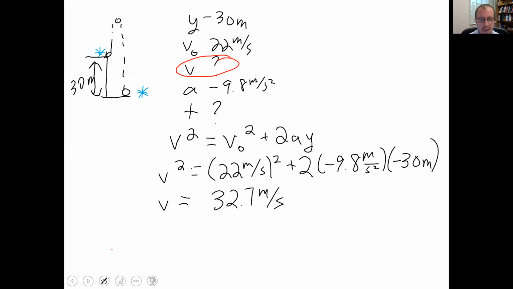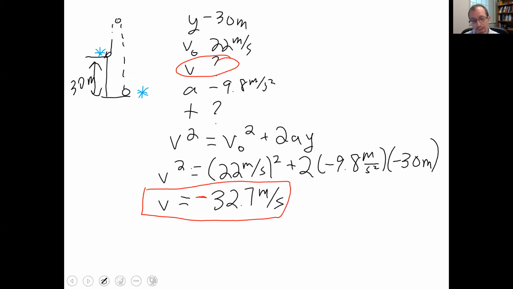And of course, I have to keep in mind, oh, I took a root. Let's see, is it the positive or the negative that I need? It would be the negative. This is negative 32.7 meters per second. It's moving at 32 meters per second when it strikes the ground, and it's moving in the downwards direction. And so that is my answer for that.